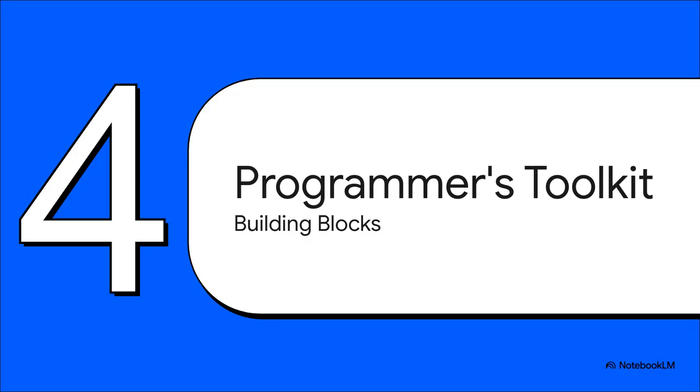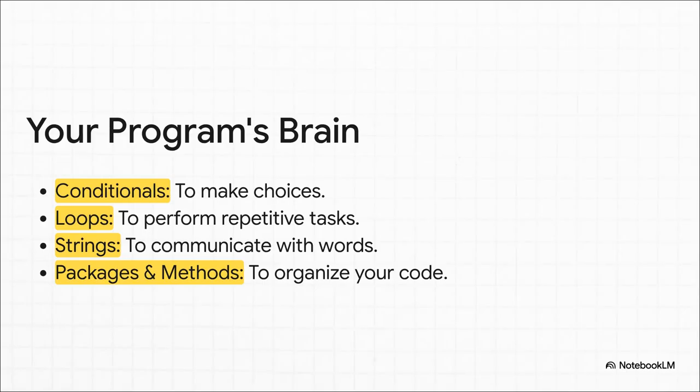So, let's bring it all home. We've just put together the fundamental toolkit that pretty much every single programmer uses every single day to build all the software that we use. So what does our program's brain look like now? Well, we gave it conditionals so it can make choices. We gave it loops so it can handle repetitive work without getting bored or making mistakes. And we showed it how to use strings to work with text and communicate with us. These three things, they are the absolute core building blocks for solving almost any problem with code.